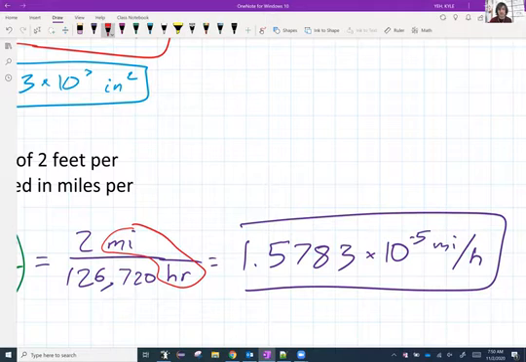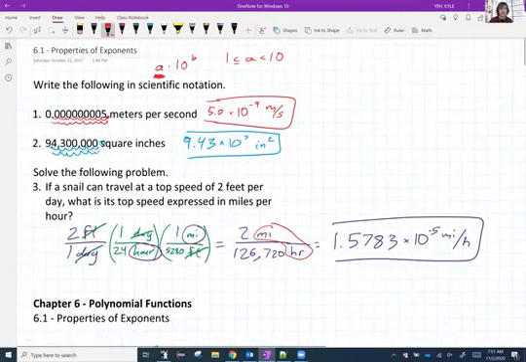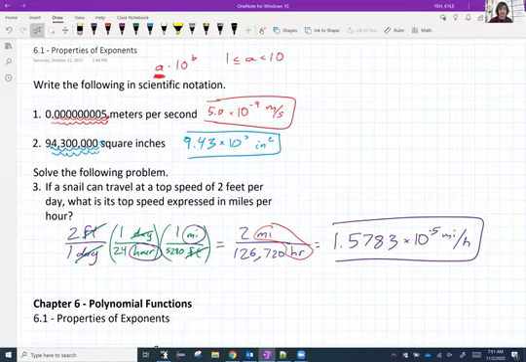So 1.5783 times 10 to the negative fifth miles per hour. That means we would have to move the decimal back 5 spots. And so it's going to be 0.000015783. It's going to be a tiny number of miles per hour, which makes sense because it's a snail. So that was a little bit of pre-lesson. Again, things you hopefully have seen before. I'm hoping this isn't the very first time, but things you'll need to use in this chapter, in this section.